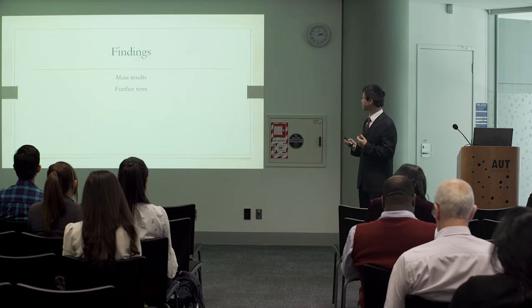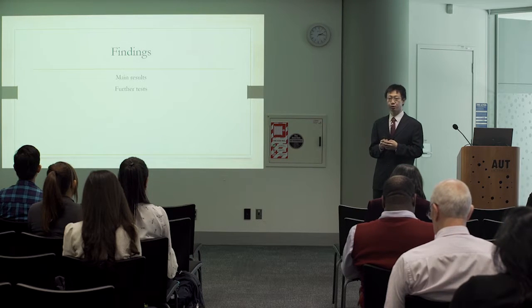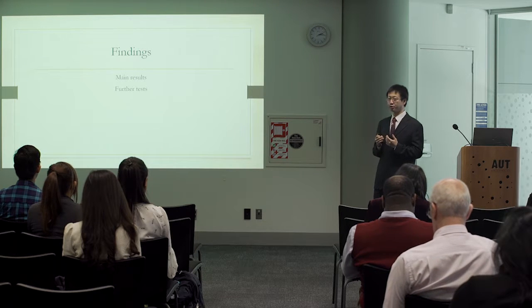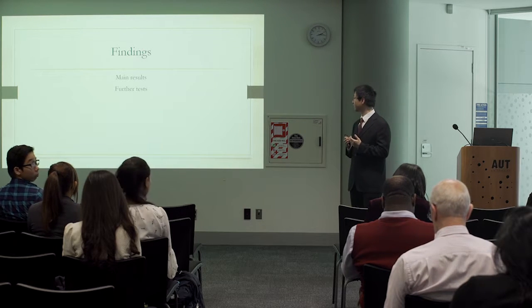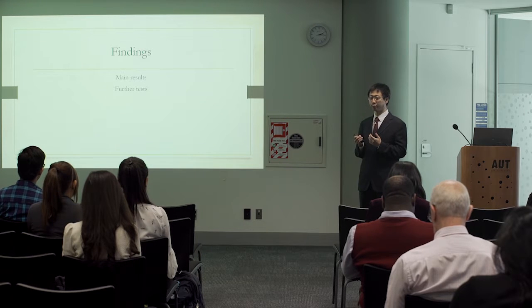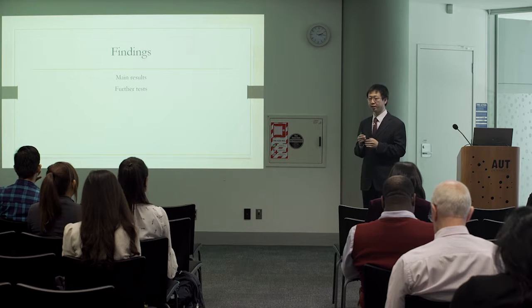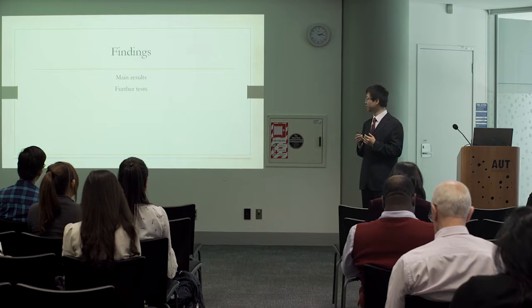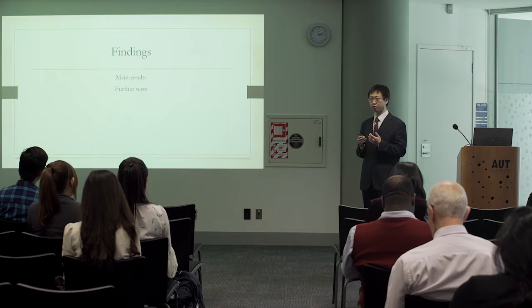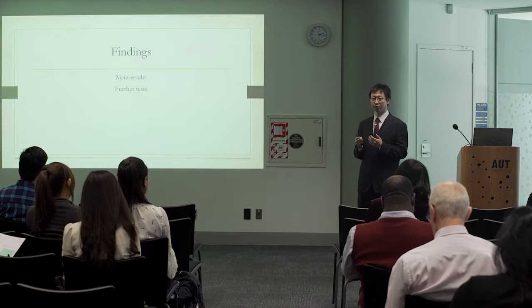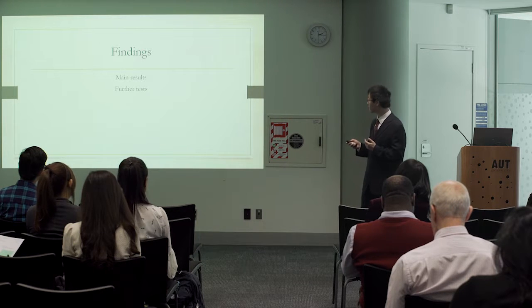And in the next part, I will talk about the findings. In the findings, I will firstly discuss the main result of this research, and then I will talk about further tests. For the further tests, I use sub-samples. I divided my sample into different industries to look at how the effect of cultural diversity on capital structure differs between industries.